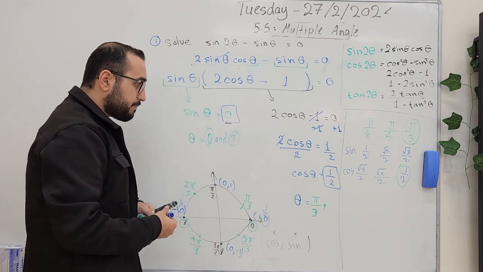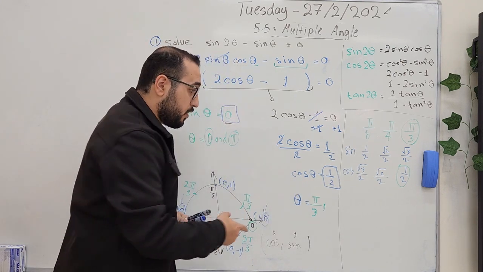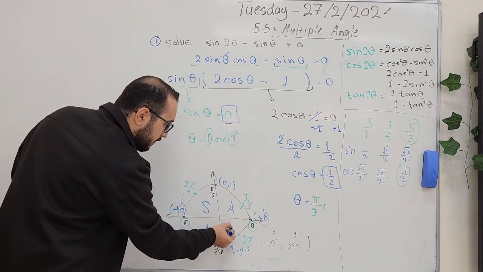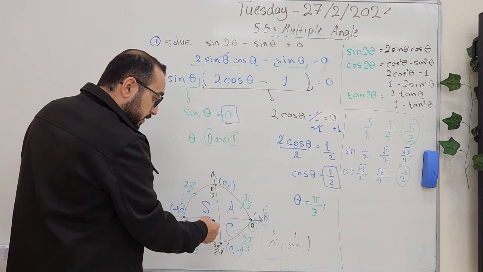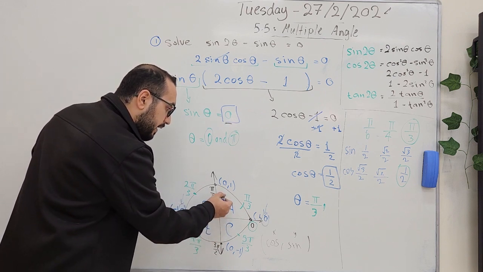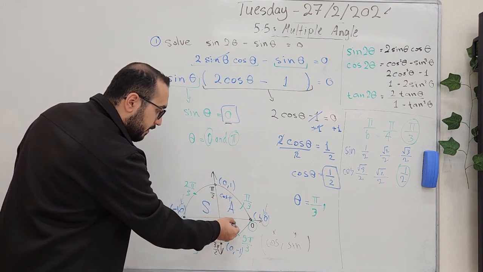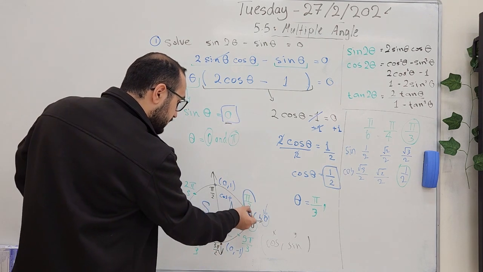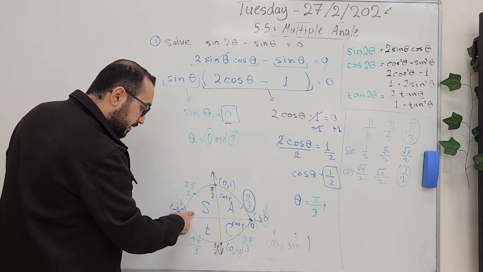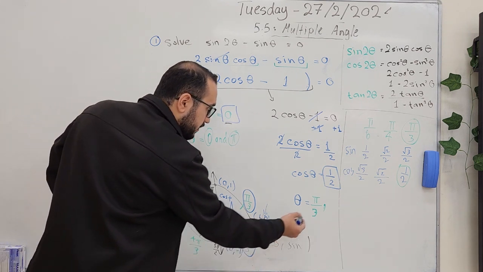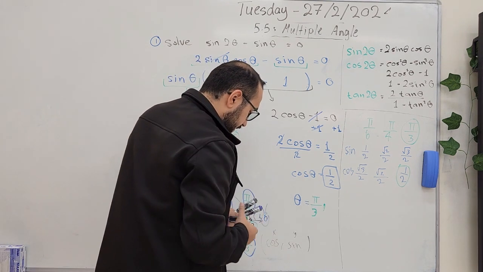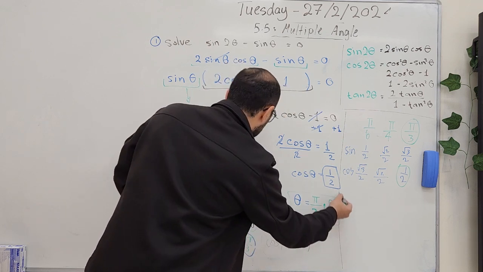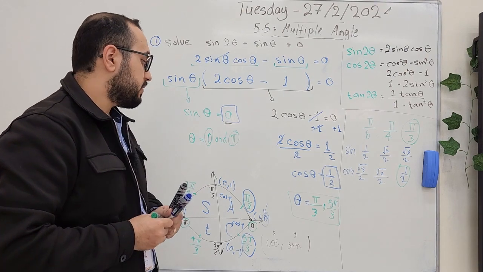Now it's saying cosine is positive. So when cosine is positive, we know that all students take calculus. In the first quadrant, cosine is positive. In the fourth quadrant, cosine is positive. So what's the answer here? It's pi over 3 and 5 pi over 3. So the answer is pi over 3 and 5 pi over 3. This is the answer for the cosine.